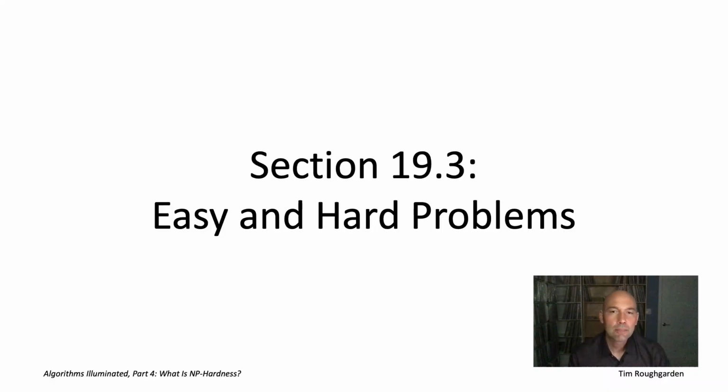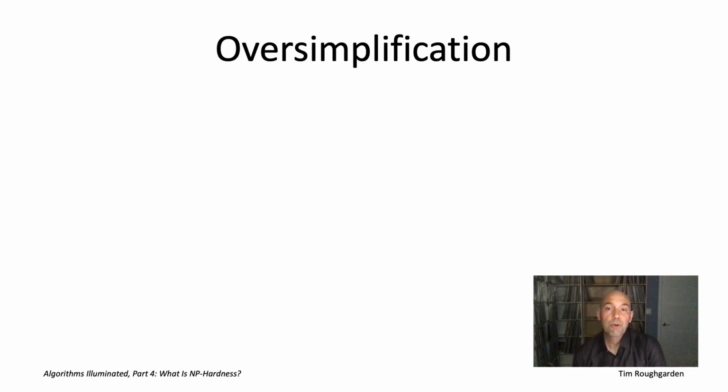Hi everyone, and welcome to this video that accompanies section 19.3 of the book Algorithms Illuminated Part 4. It's a section about an initial informal understanding of what it means for a problem to be computationally easy or computationally hard. So some computational problems are easier than others, and the point of the theory of NP-hardness is to classify in a precise sense which problems are easy, like the minimum spanning tree being one example, and which problems are hard, the traveling salesman problem being an example.